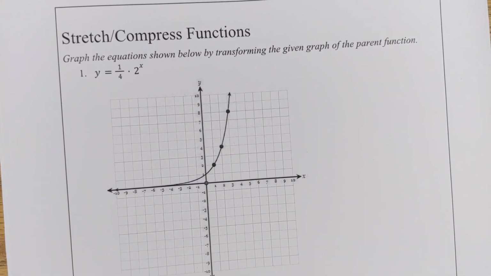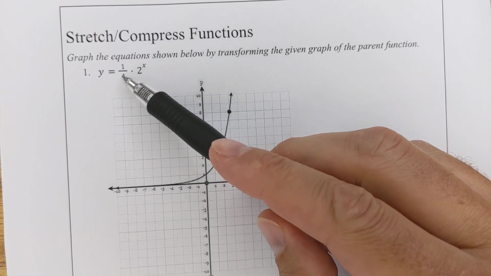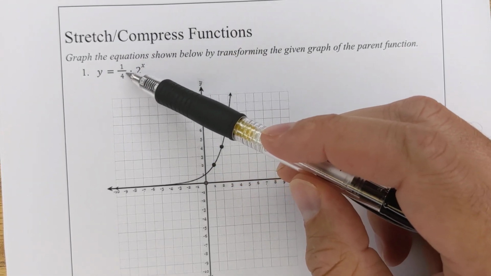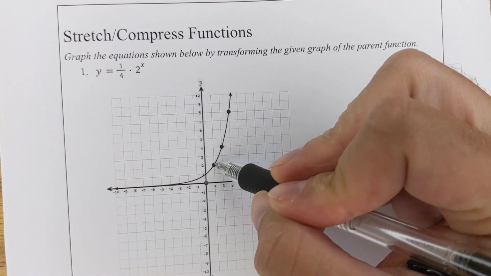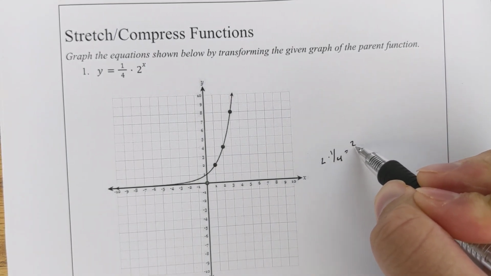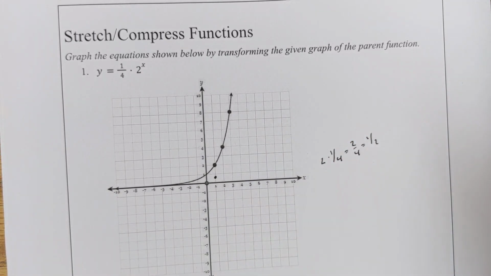Okay, so example 1. Here's the graph of 2 to the x. We have 1/4 out front, so it's outside. So this is a vertical change. For vertical stretches or compressions, we multiply our y values by 1/4. So at this point, it's at 2. 2 times 1/4 is 2/4, or 1/2. So this point will now sit at 1/2.